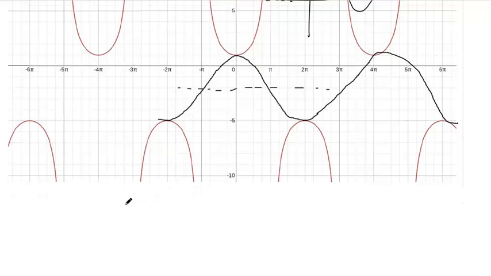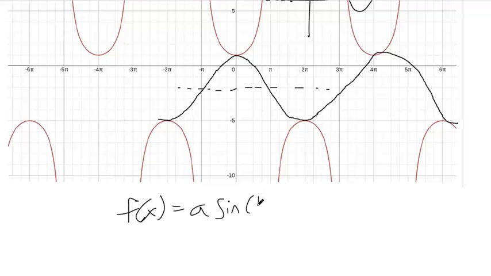And if you're wondering what these coefficients are, it's from the standard form of a sine wave. It's a times sine of b parentheses x minus c plus d. It comes in different forms, but I think this is what our text is using. So a is the amplitude. We just found out the vertical shift.